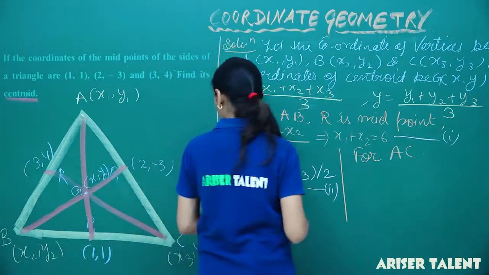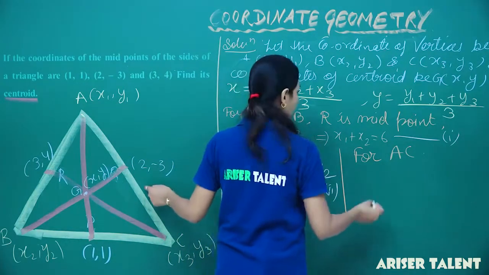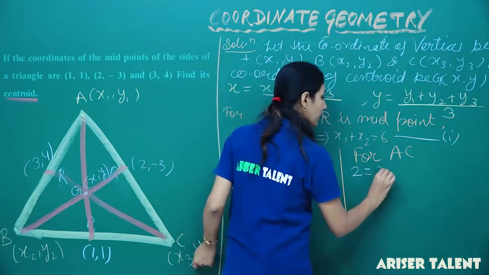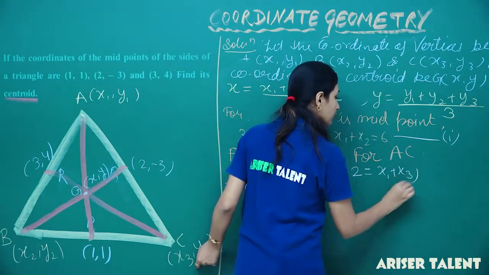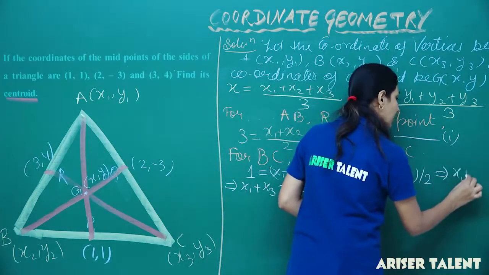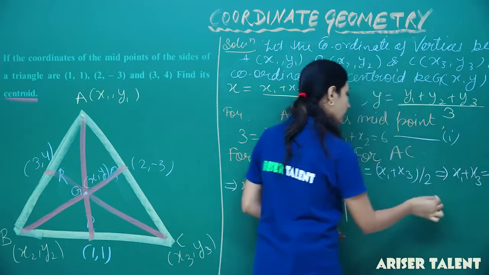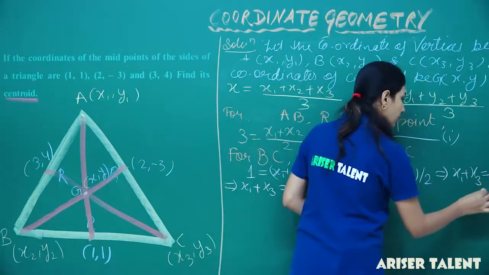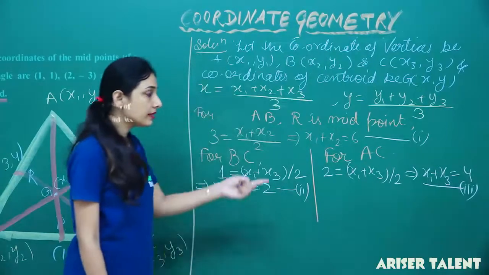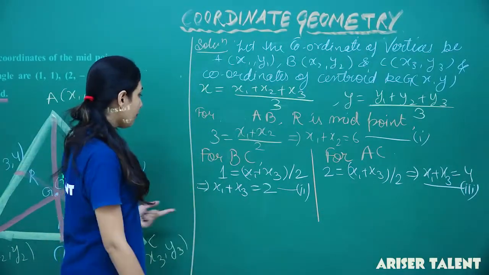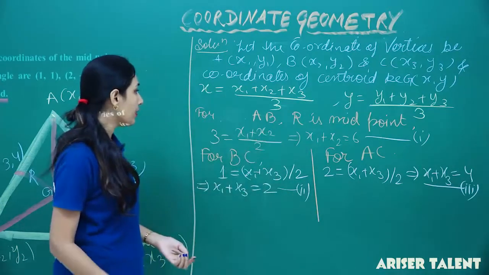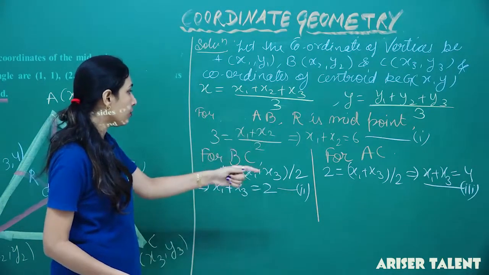Now, if I talk about AC, 2 equals to x1 plus x3 by 2. That implies that x1 plus x3 equals to 4. So this is the third equation. So for BC I have found x2 plus x3, for AC I have found this, and for AB I have found this. So these are equations 1, 2 and 3.